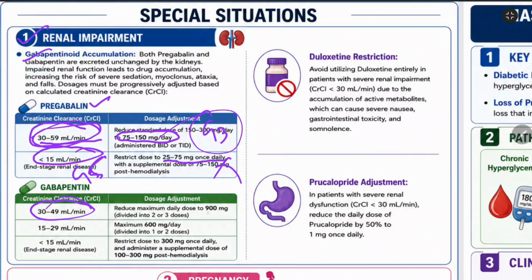Gabapentin similarly, reduce the maximum dose to 900 mg. If the patient is in G4, then reduce to 600 mg in 1 to 2 divided doses, and if the patient is G5, then restrict the dose to 300 mg once daily.